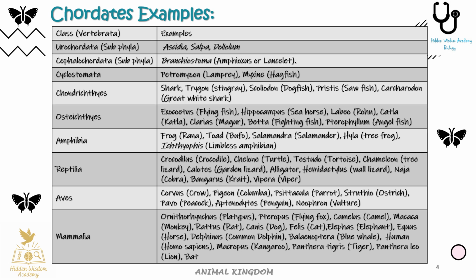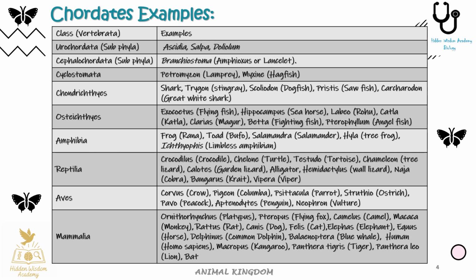In the class Chondrichthyes, which are cartilaginous fishes, we have shark, Trygon the stingray, Scoliodon or dogfish, Pristis the sawfish, and Carcharodon the great white shark. Next is Osteichthyes, the bony fishes, with Exocoetus the flying fish, Hippocampus the seahorse, Labeo commonly called rohu, Catla, Clarias known as magur, Betta the fighting fish, and Pterophyllum the angel fish.